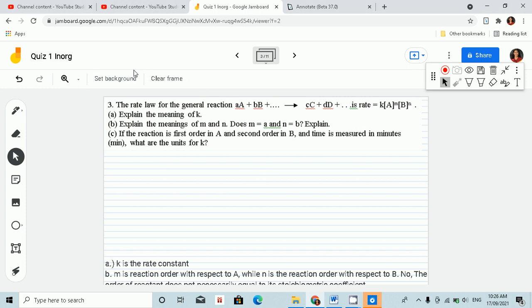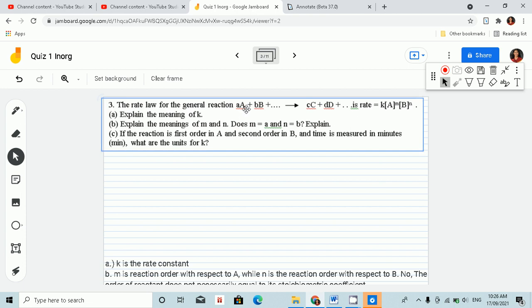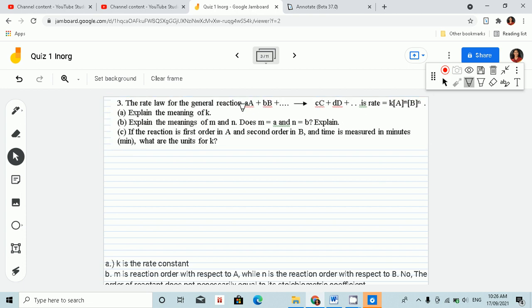So this time the rate law of the general equation is this one. Explain the meaning of K. Okay, so if this is the rate law, we are to explain the meaning of K. So K is the rate constant. That is the rate constant or the proportionality constant in rate law.